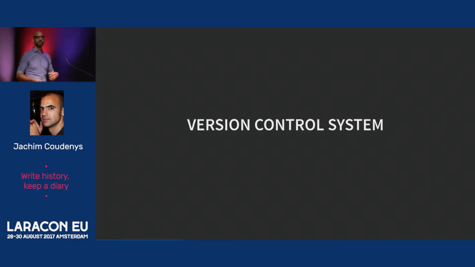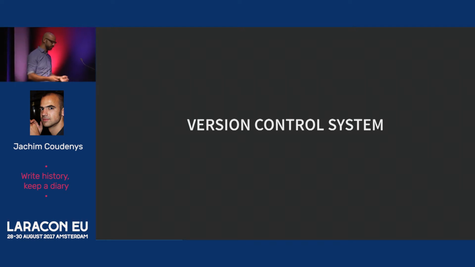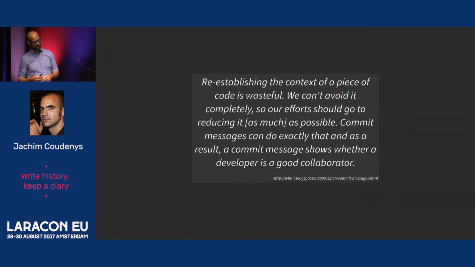So, in some kind of way, you all keep diaries, and I want to help you write your diary a bit better. Re-establishing the context of a piece of code is wasteful. We can't avoid it completely, so our efforts should go to reducing it as much as possible. Commit messages can do exactly that, and as a result, a commit message shows whether a developer is a good collaborator. So you're not writing commit messages for yourself, you're mostly writing for other users that are using your code or want to look why a change has happened.